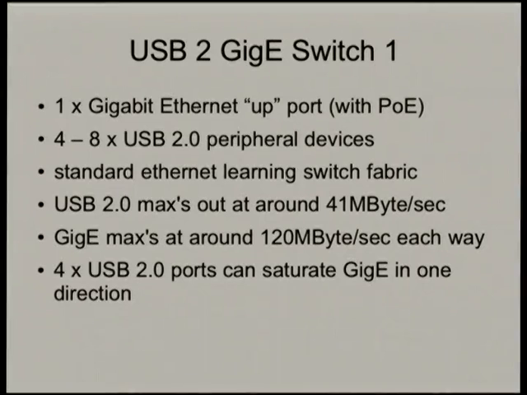So USB 2, using the sorts of devices I'm using, we can get up to around about 41 megabytes a second bulk transfers. So having 4 of those USB 2 interfaces feeding into a single GigE interface is a reasonably good impedance match. If the 4 USB ports were all transferring one direction at the same time to a destination at the other end of the gigabit Ethernet, then they would actually saturate the gig E. There would be some contention and some lost frames and whatnot. But that's a bit of a corner case, unlikely to occur.